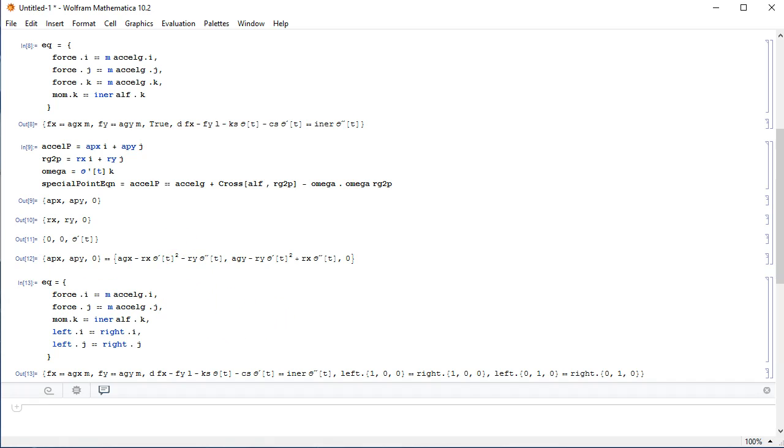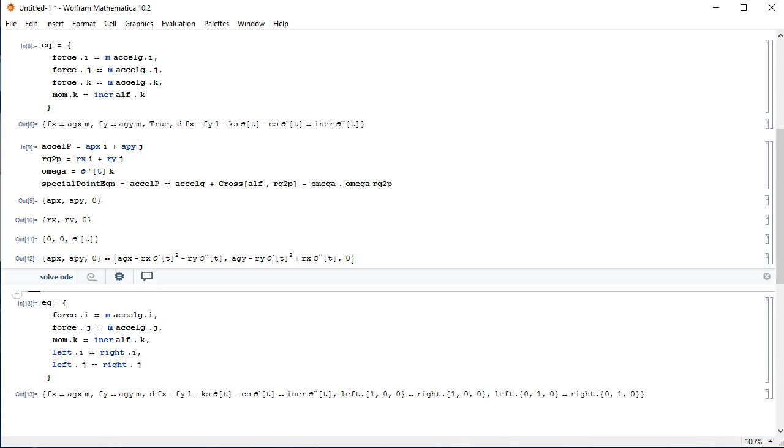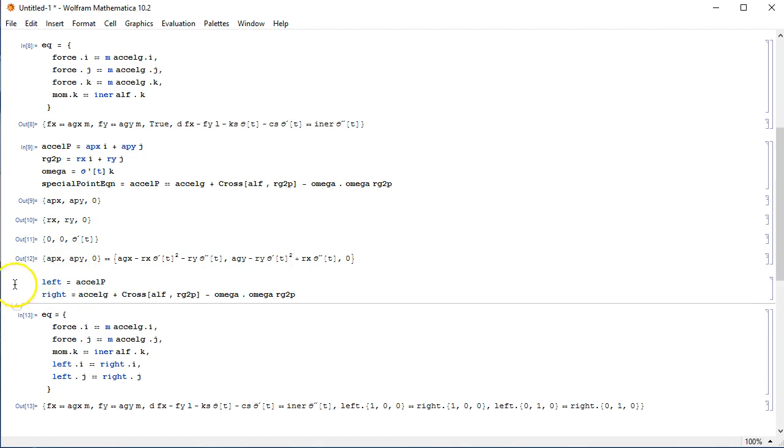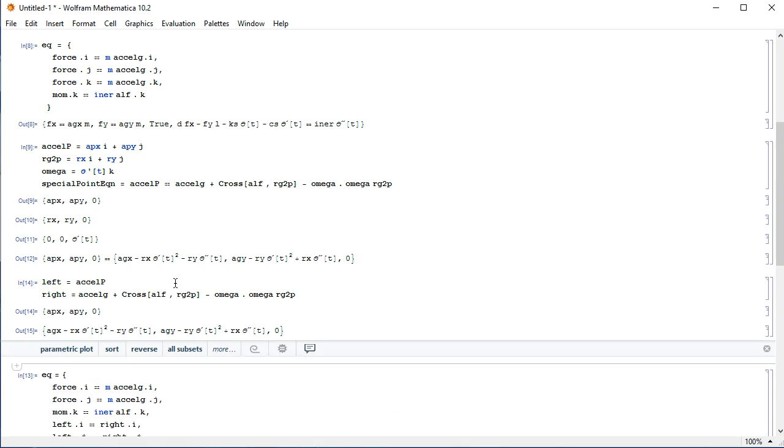So we'll hit enter on this guy. I made a mistake. Hang on a second. Let me pause. Oops, I discovered what I did. I forgot to copy this guy over. So let me bring that over. I'm going to put it right in here. But right after I've done the special point equation, I'm going to define the left-hand side of the special point equation. Here's the left-hand side, acceleration of P. Here's the right-hand side. So I copied and pasted for this guy. So now here's the left, here's the right.